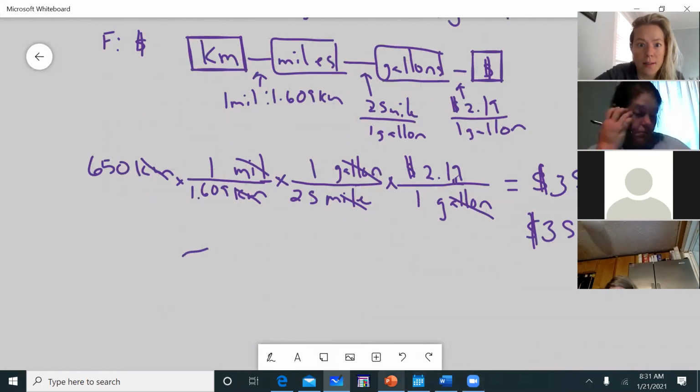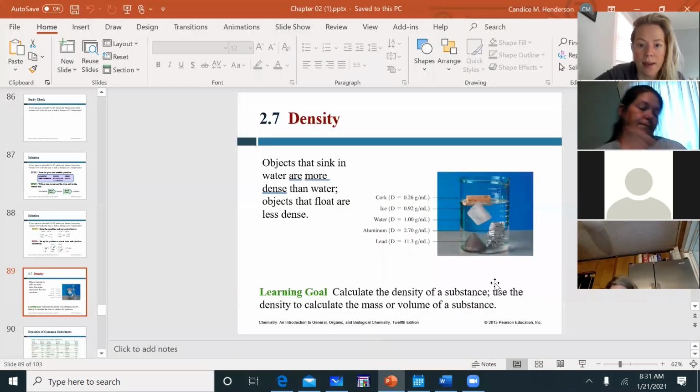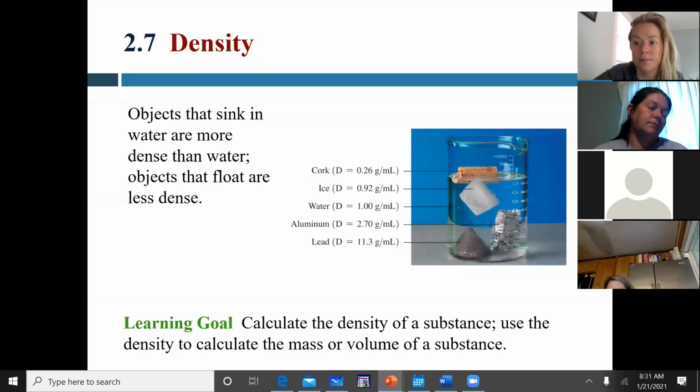All right, so we've got one more concept that I want to go over for chapter 2, and that is density. Looking at this beaker filled with water, water has a density of 1 gram per milliliter. That's where the gram per milliliter comes from. Then we've got ice, which is actually slightly less dense than water.